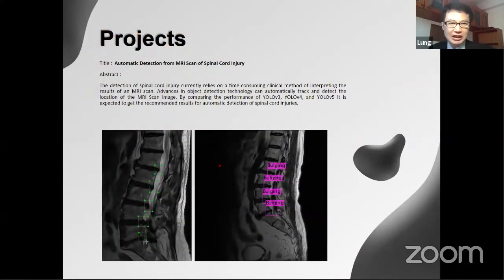And we also use artificial intelligence to detect spinal low back pain. The spine of people with low back pain is totally different from healthy people. So we want to use artificial intelligence to detect it. So above is my study.